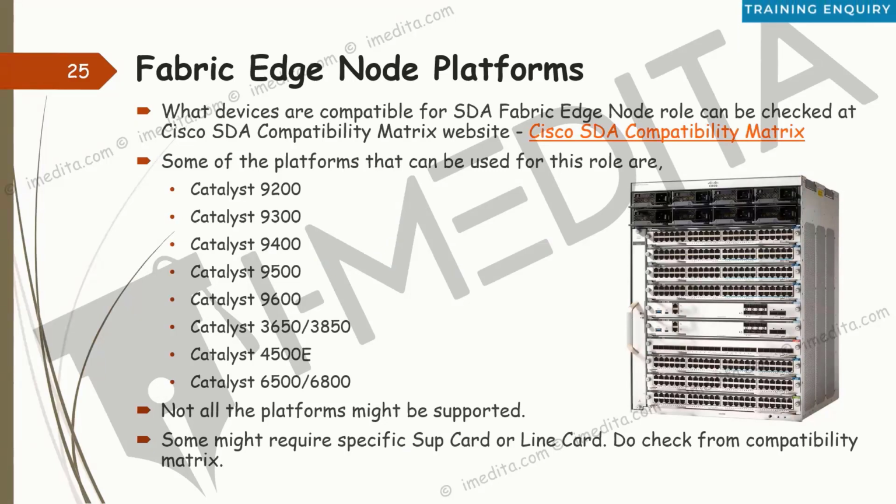There are two types of licenses that get installed onto the device. One is the base license, the perpetual license, and then the DNA license. So we'll talk about the licenses later on. At the moment, just the devices that we need to use to build our SDA network.